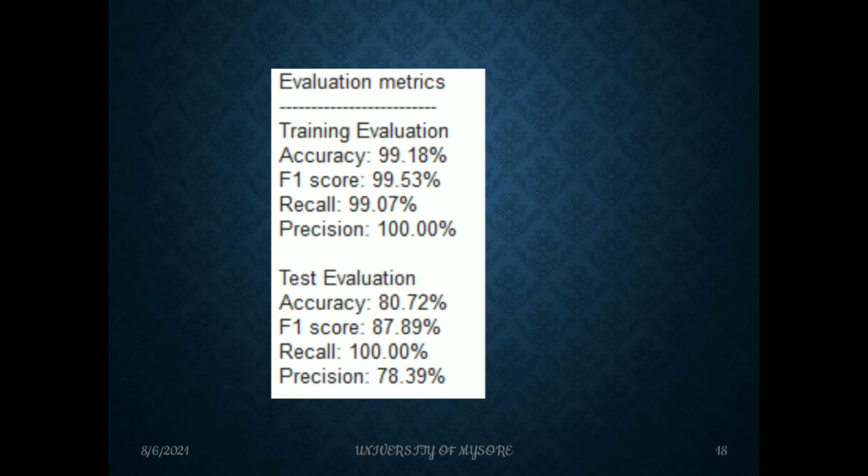Evaluation metrics: training evaluation accuracy 99.18%, F1 score 99.53%, recall 99.07%, precision 100.00%. Test evaluation accuracy 80.72%, F1 score 87.89%, recall 100%, precision 78.39%. It is divided into the training evaluation and test evaluation.